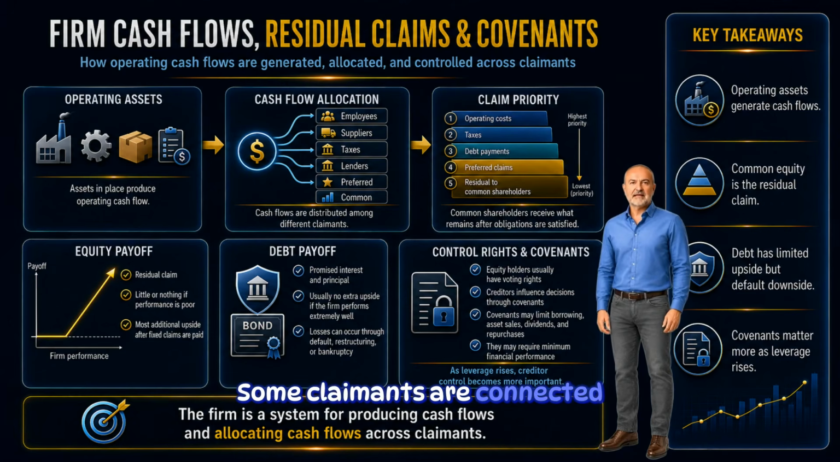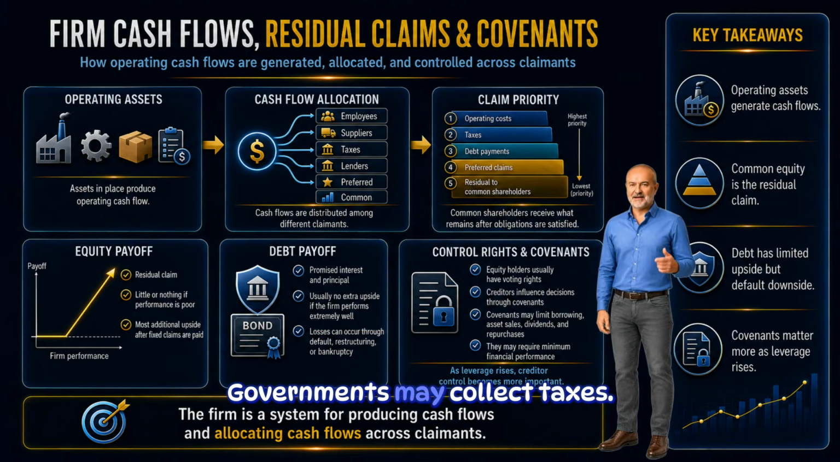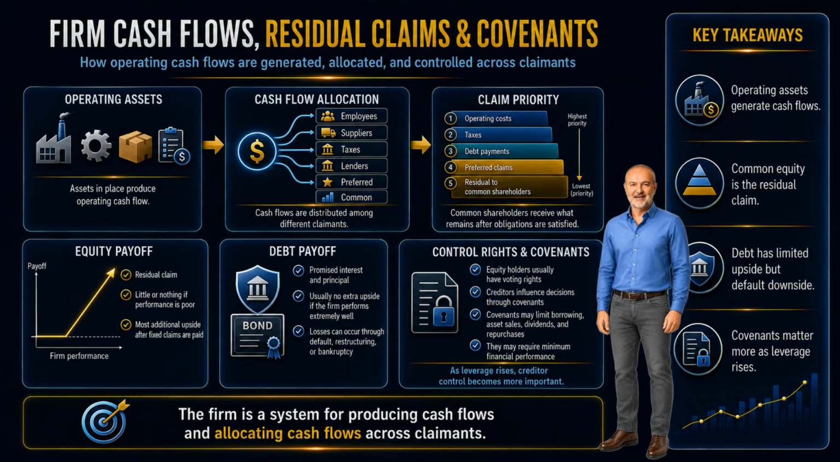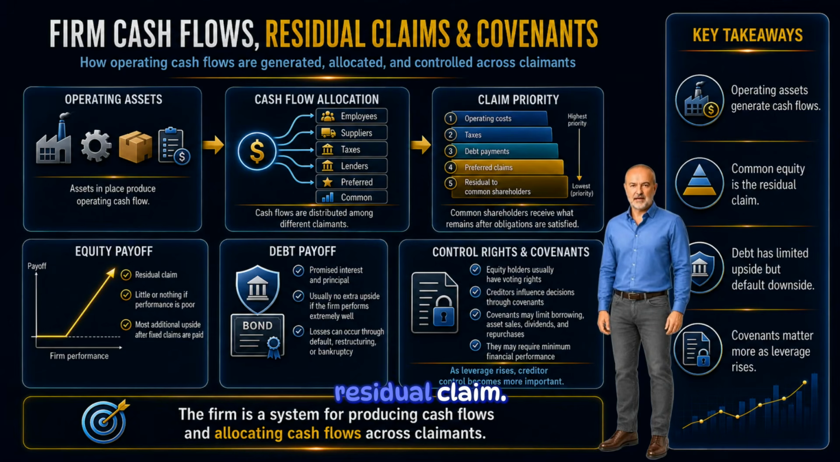Some claimants are connected to operations. Employees must be paid. Suppliers must be paid. Governments may collect taxes. Lenders may receive interest and principal. Preferred shareholders may have preferred claims. Common shareholders receive what remains. For common shareholders, the key concept is the residual claim.